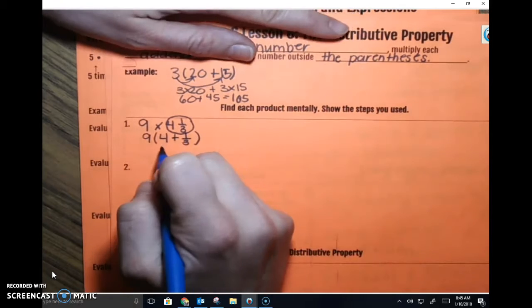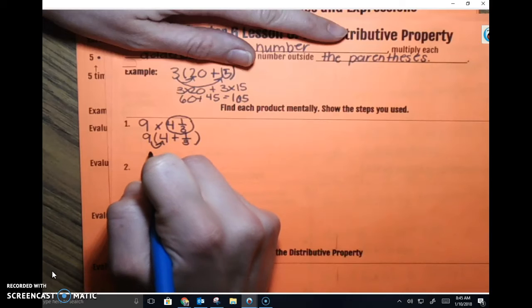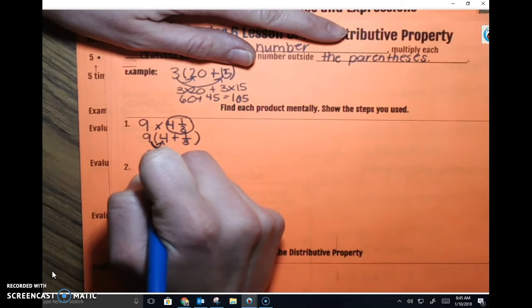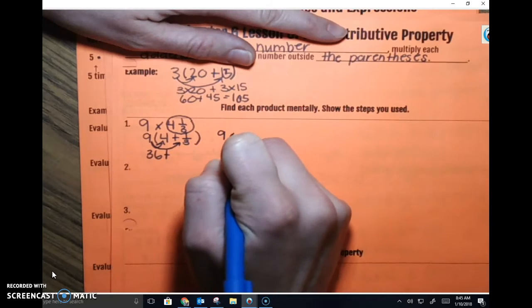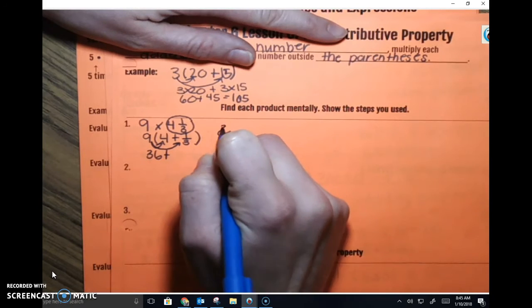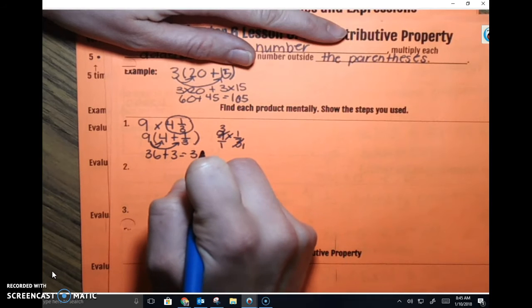Now we're going to use the distributive property. So we have 9 times 4, which is 36. Plus, we have 9 times 1/3. Remember, we can cross cancel, and we get 3. So 36 plus 3 is 39.